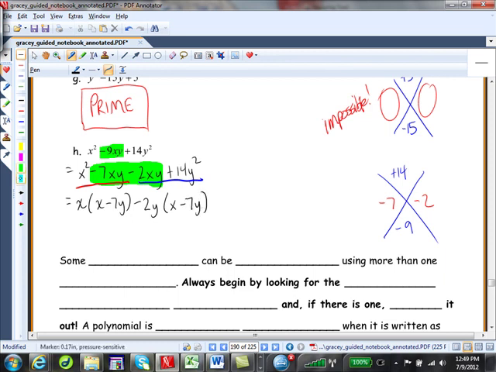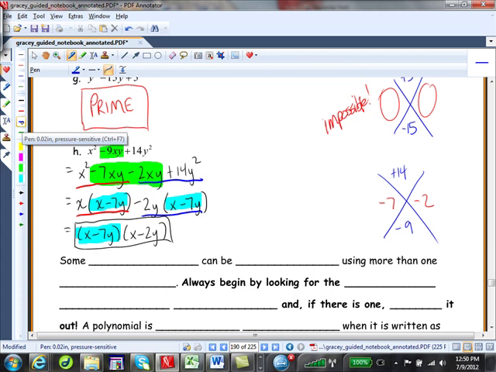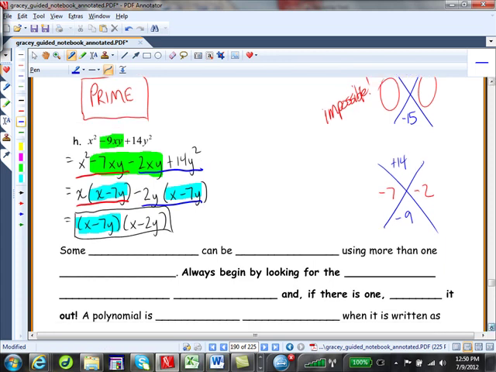So now we have a common binomial factor of x minus 7y. This was the result of our red group and blue group. So when we factor out our x minus 7y, we're left with x minus 2y, and we are done. Okay, so on to the next.